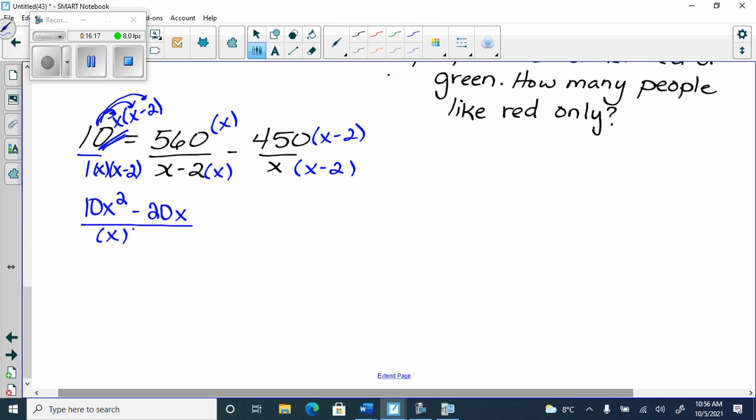over x minus 2 equals 560x over x minus 2 minus 450x plus, or rather minus, 900. So we go minus, and then 450x, and then minus 450 times 2 is 900.